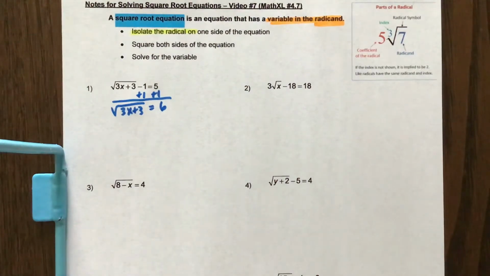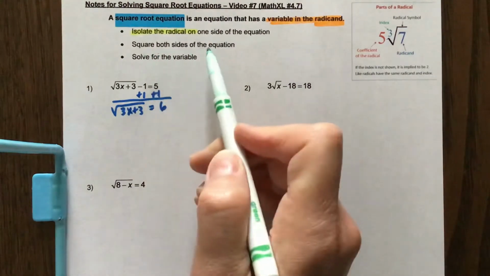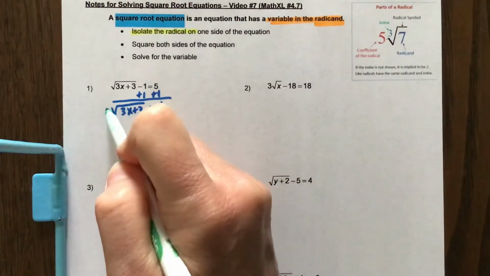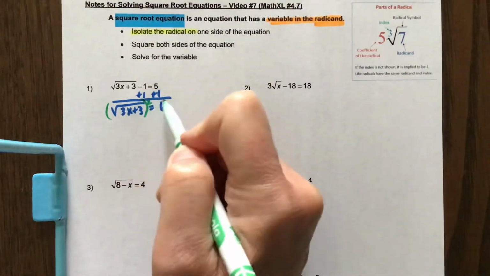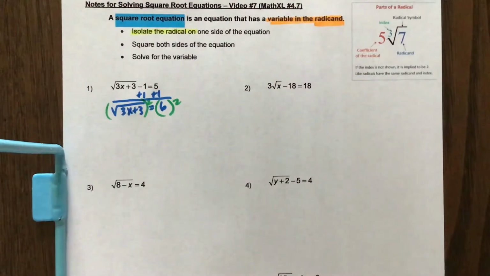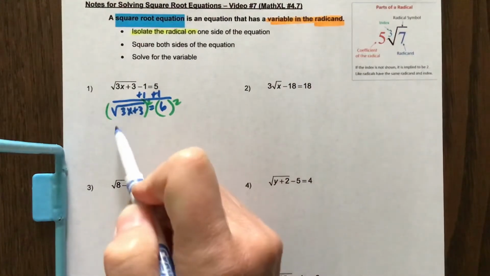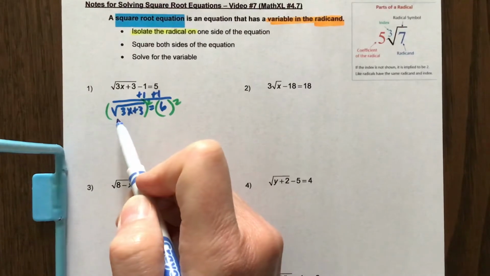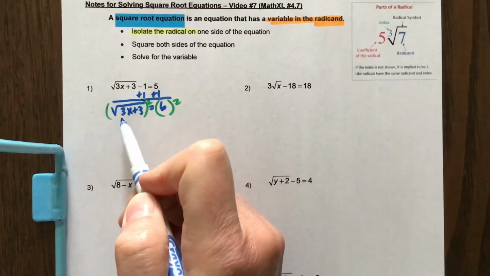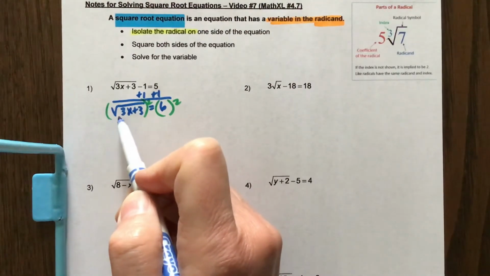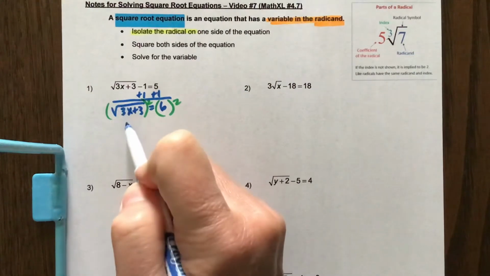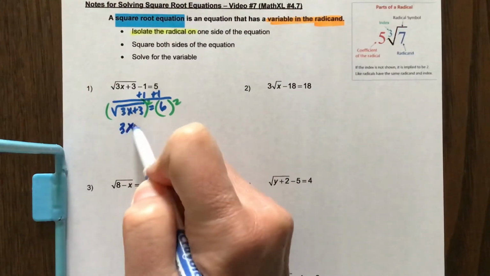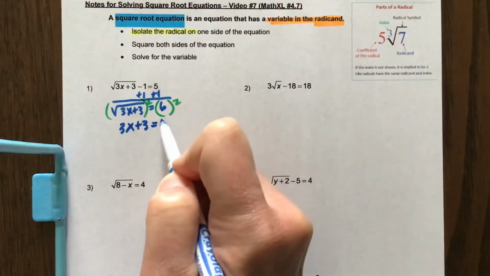So step 2 says that we need to then square both sides of the equation in order to remove that square root symbol. So when we square both sides, that's simply going to get rid of our radical. You should remember this from geometry and the Pythagorean theorem, but when you are squaring this, it will remove that square root symbol. This gives you 3x plus 3 equals 36.